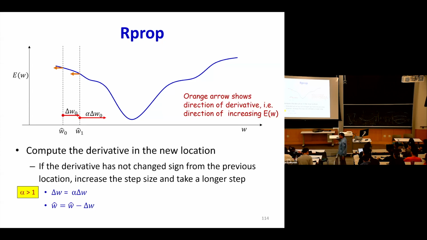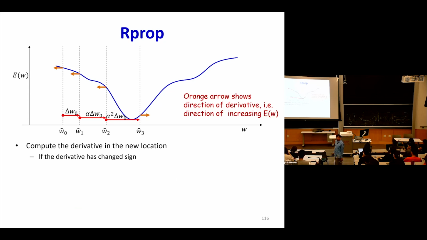So your initial step size is some delta W0, right? Then you're going to increase your step size by some factor alpha, which is greater than 1. And then you check the derivative sign again. If the derivative sign hasn't changed, you increase the step size again by a factor alpha, which is greater than 1, right? And you keep doing this, and then at some point, you're going to overshoot the minimum.